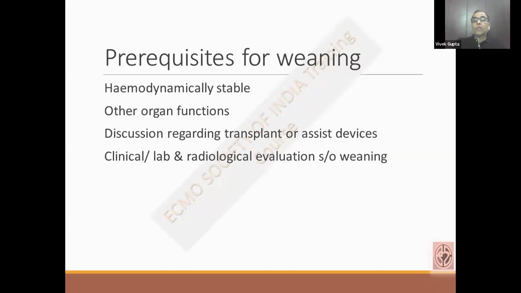So what are the prerequisites when we are planning for weaning of a stable patient? The patient should be hemodynamically stable, and as I said, the primary problem should be resolving. It has not necessarily resolved completely, but at least the organ should be able to sustain its function. Other organ functions matter too, because many times there is acute kidney injury along with myocardial dysfunction or acute respiratory failure or ARDS, or other organs get involved. So the other organs should also be recovering.